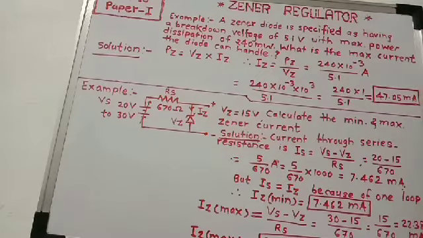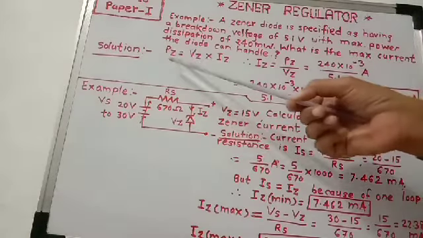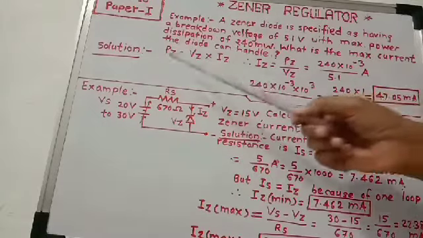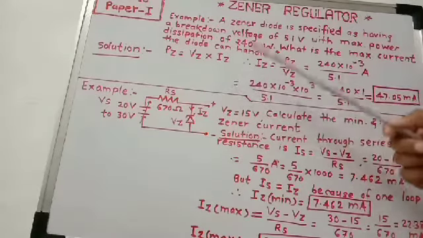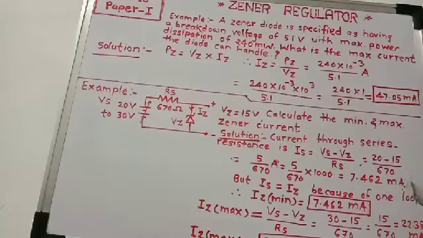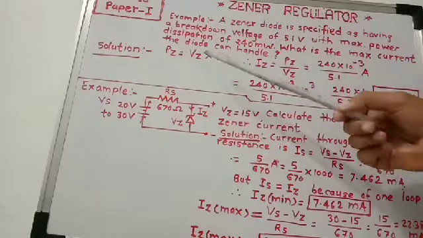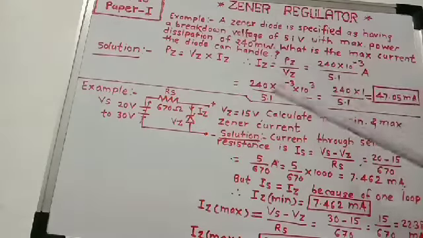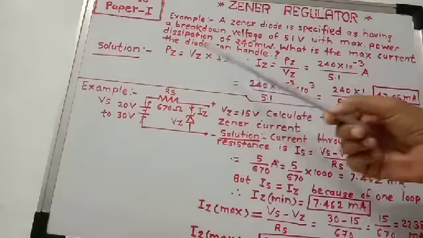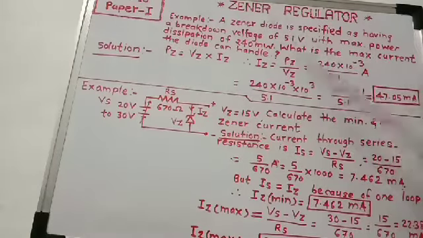So you must know the equation for power. P is equal to V into I. So P means PZ, V means VZ, and I means IZ. PZ is equal to VZ into IZ. You are already given power dissipation PZ, and you are already given VZ, that is the breakdown voltage, and you have to calculate the Zener current. So IZ is equal to PZ upon VZ.